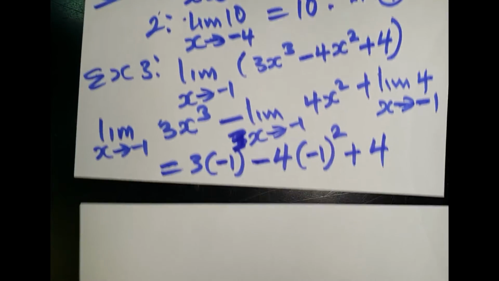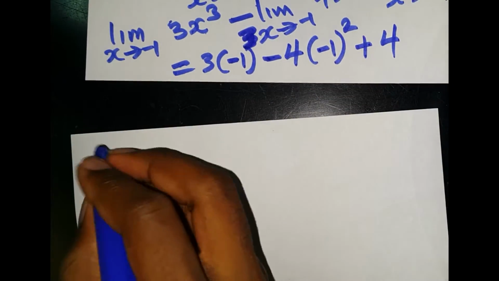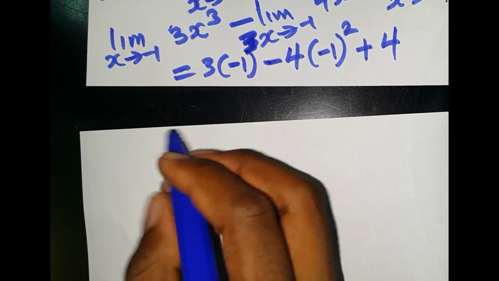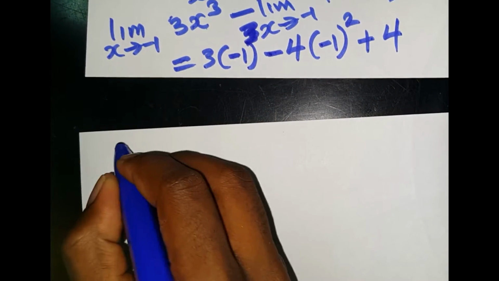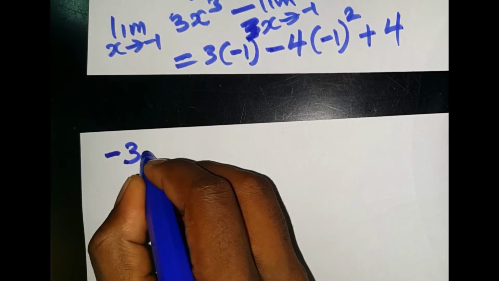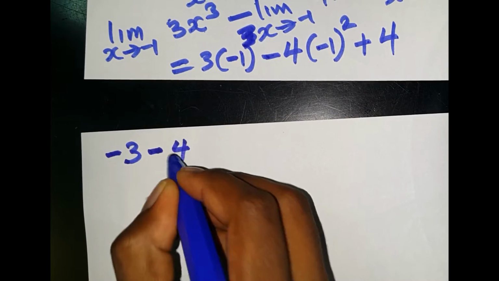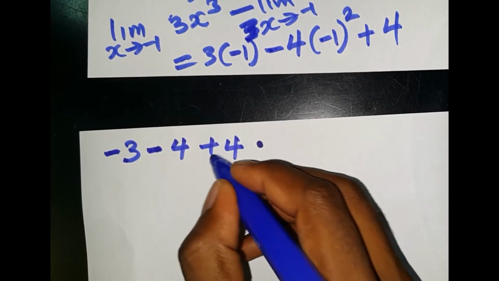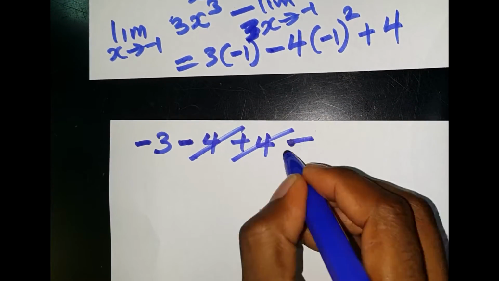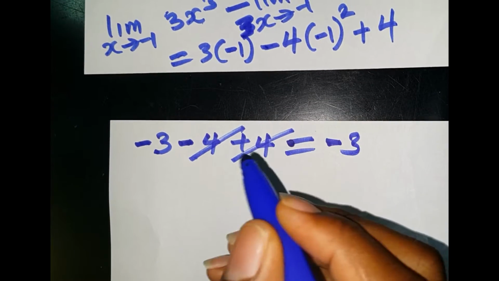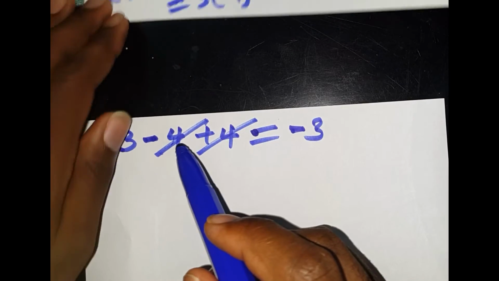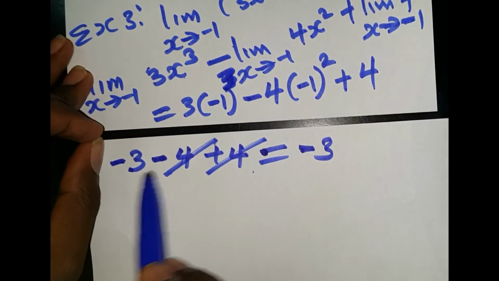How do we solve this? We can still open this equation more. So it will now be minus 3 minus 4 plus 4. So minus 4 and plus 4 will cancel. It will be minus 3. That's our final result. Why are we getting minus 3 here?